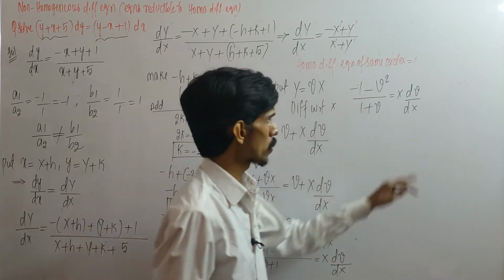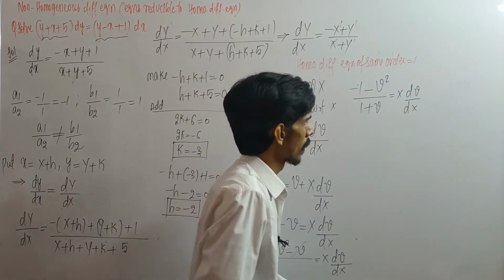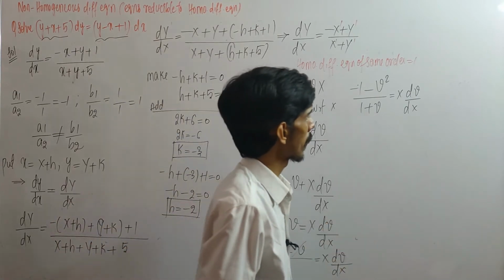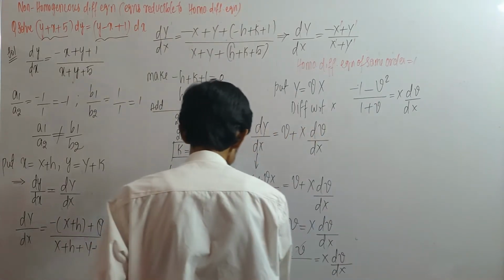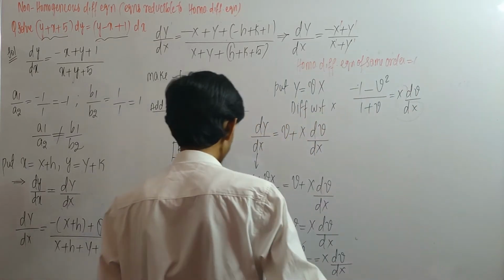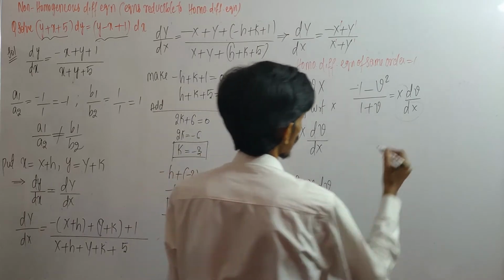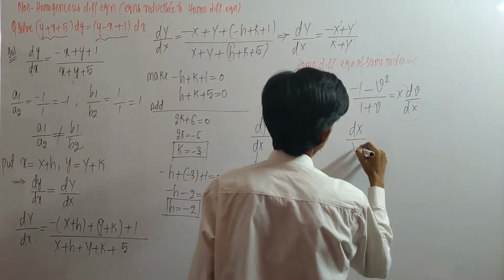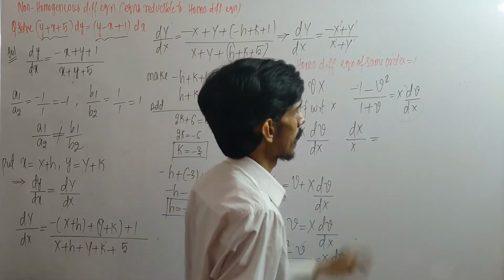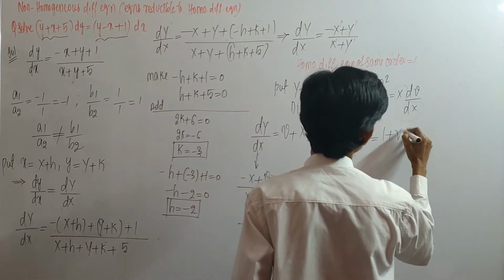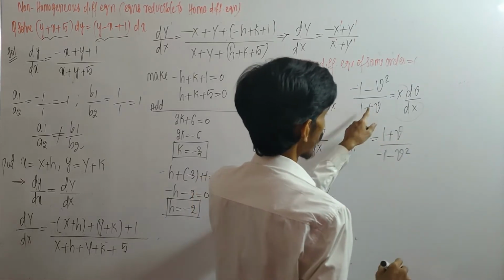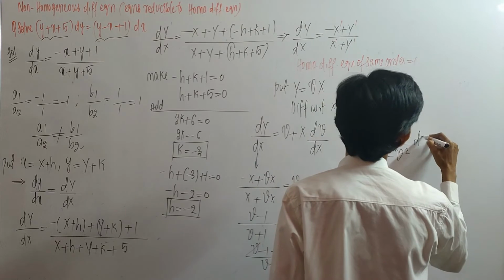Now we have two variables, one is V, other is X. So apply the variable separable form, that is separating the variables. Now this X dX can be taken to this side, so this will become dX/X. Sending this term to the other side, it becomes reciprocal, that is (1 + V)/(-1 - V^2), numerator becomes denominator, times dV.